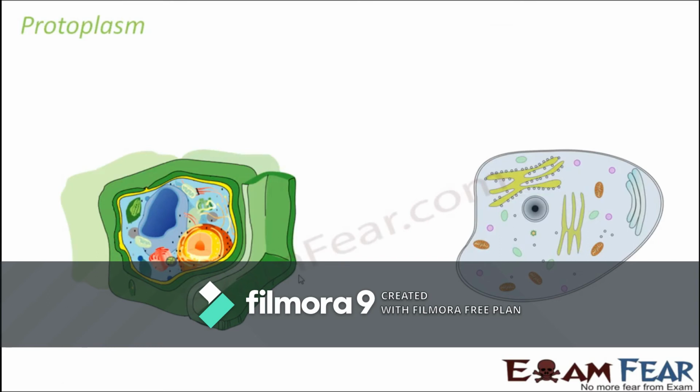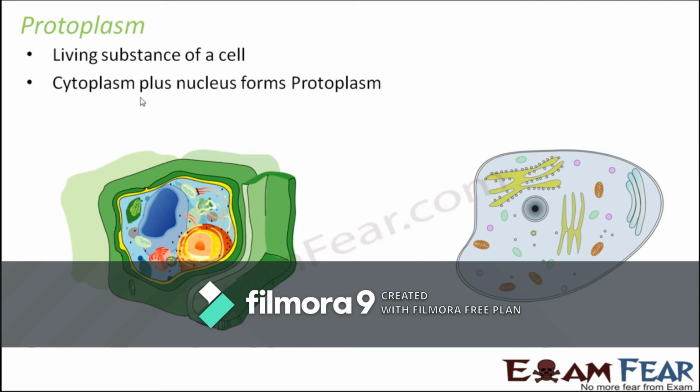Now, when we are talking about cytoplasm, it is also very important to clarify about protoplasm, because many times people get confused. They think that cytoplasm and protoplasm mean the same thing, but that is not the case. Protoplasm is an even broader term. Protoplasm is the living substance of a cell. Cytoplasm is just the fluid present inside the cell, but protoplasm is cytoplasm plus nucleus. So cytoplasm along with nucleus forms protoplasm. That means everything that is present inside the cell is protoplasm, which is why it is called the living substance of a cell.